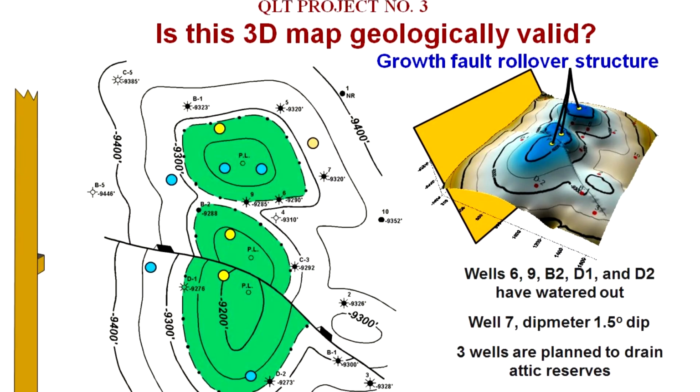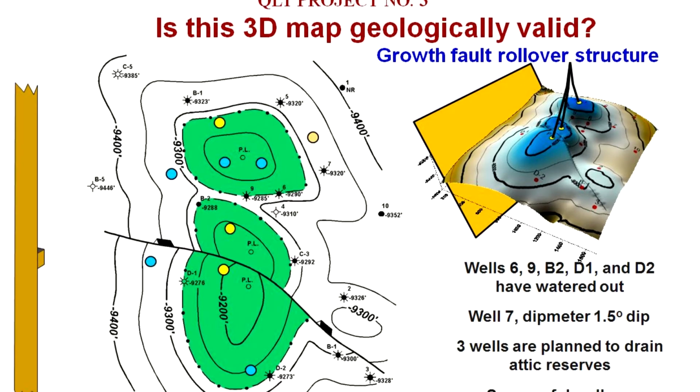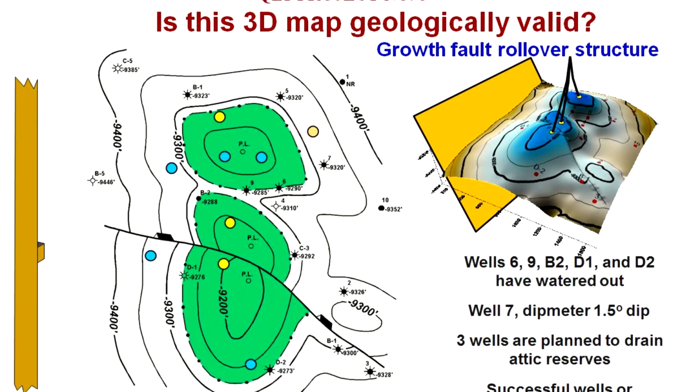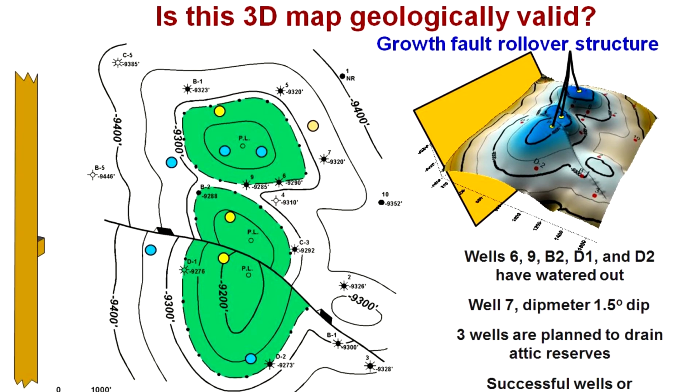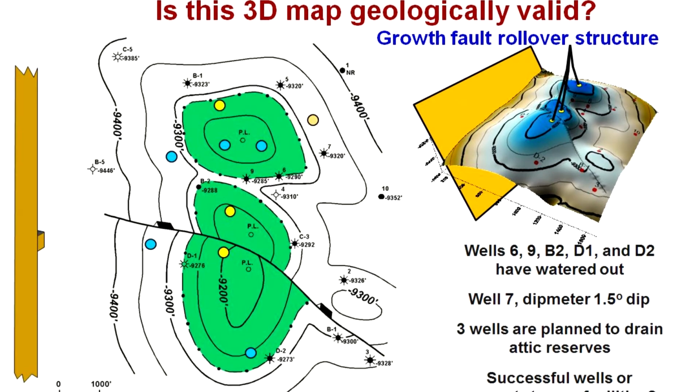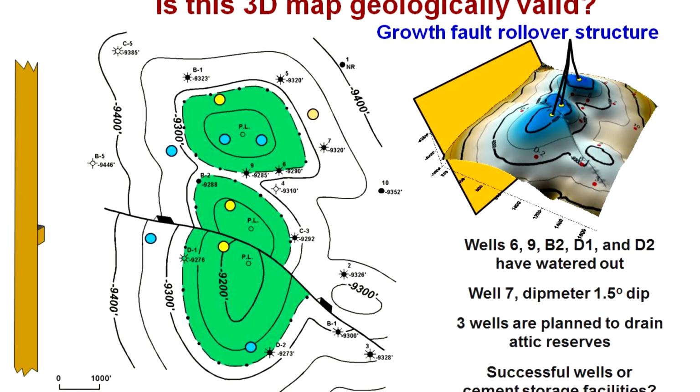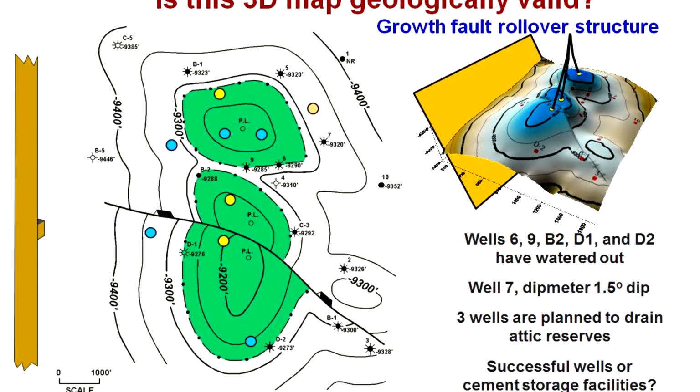If you look at the map on the screen, is it a 3-dimensionally geologic map? Well 6, 9, B2, D1, and D2 have watered out. Well 7 has a dip meter that shows 1.5 degrees of dip. 3 wells are planned to drain the attic reserves. Will these wells be cement storage facilities or successful wells?